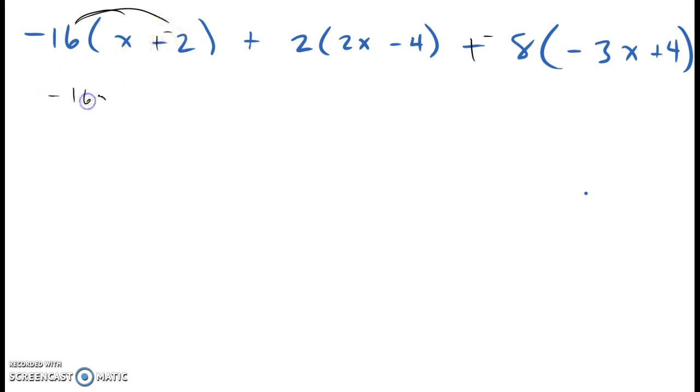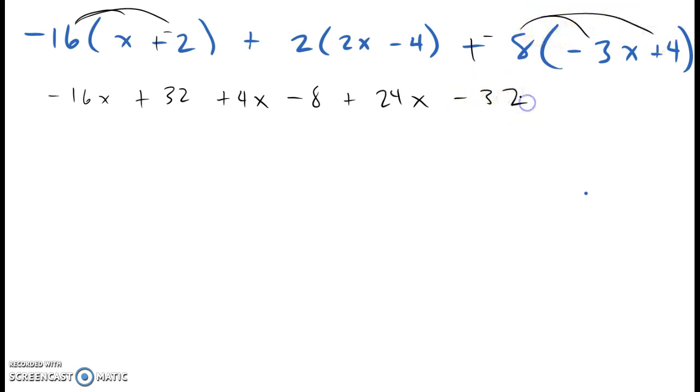So -16x, -16 times -2 is positive 32. Distribute the positive 2, and I get plus 4x, and then I get minus 8, and I get plus a negative times a negative is a positive, so I get 24x, and a negative times a positive, and minus 32.